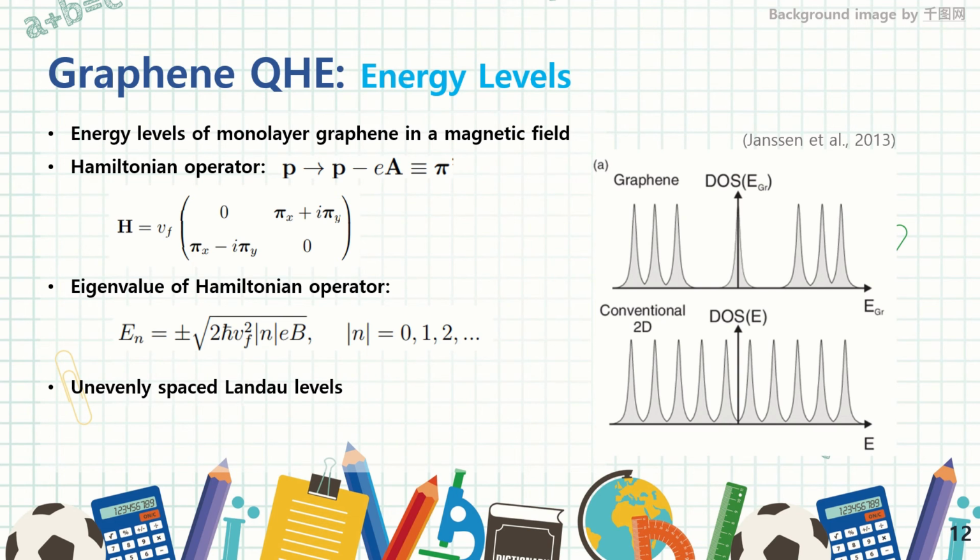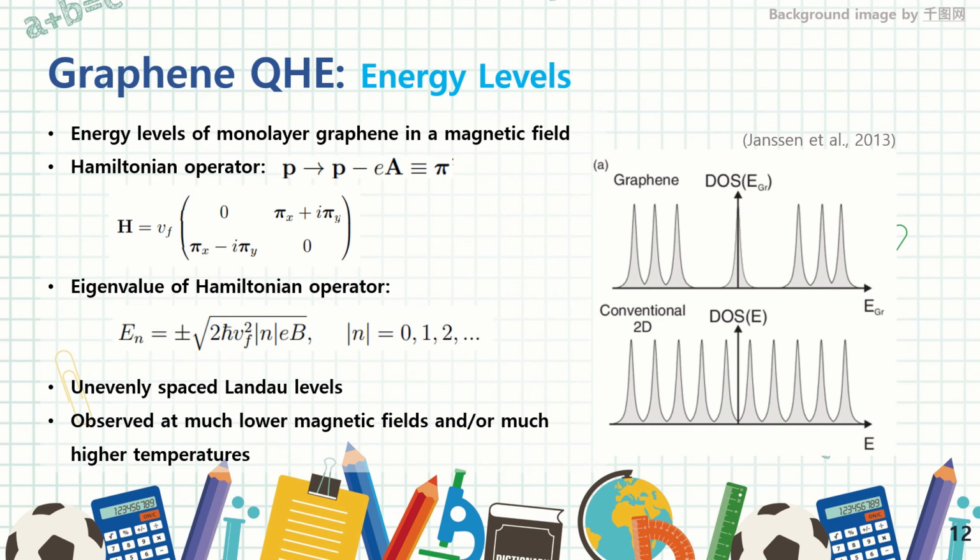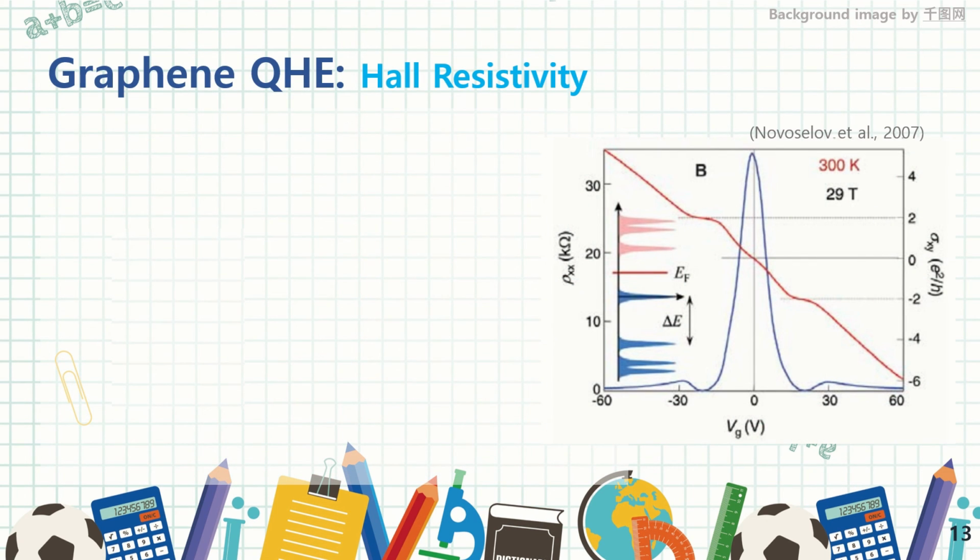You can also see from the picture on the right that there is a large energy gap between the first two Landau levels of electrons in graphene. This allows the quantum Hall effect in graphene to be observed at much lower magnetic fields and at much higher temperatures. As a result, the effect in graphene can even be observed at room temperature, and the result is shown in this graph here.